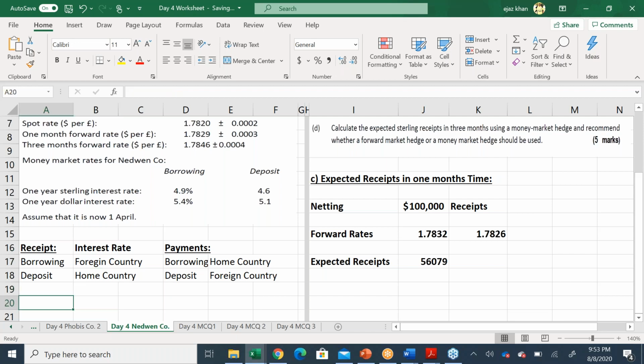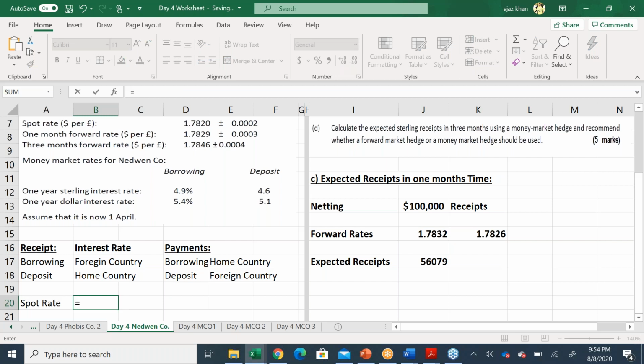Then we have to pick the spot rate, right? Spot rate, as I told you, there will be two. So the same rule will apply. The same principle we used earlier should be applied here as well. We should use a spot rate that will benefit the bank. So we should use the higher one in this case.